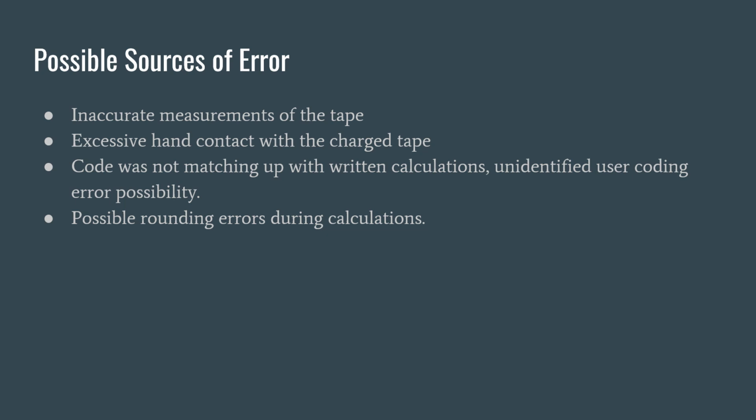Well, I think that the calculations I made in this experiment were good. There are some possible sources of error. These could be inaccurate measurements of the tape, excessive hand contact while not meaning to during the experiment with the charged tape, and the code that I made was running, but it wasn't matching up with my written calculations, and I wasn't able to find what I was doing wrong. So there was some kind of coding error that didn't allow my hand calculations to match up with my coding numbers. And there could also have been possible rounding errors during calculations.